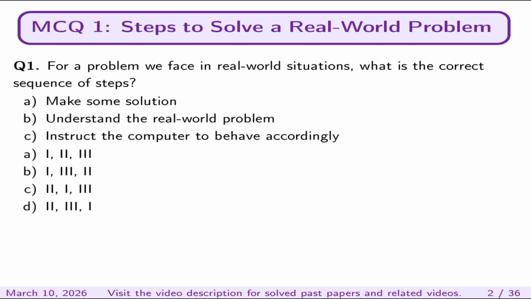Options available here means sequence. We are following the sequence like 1, 2, 3. Option B 1, 3, 2. Option C 2, 1, 3. Option D 2, 3, 1.